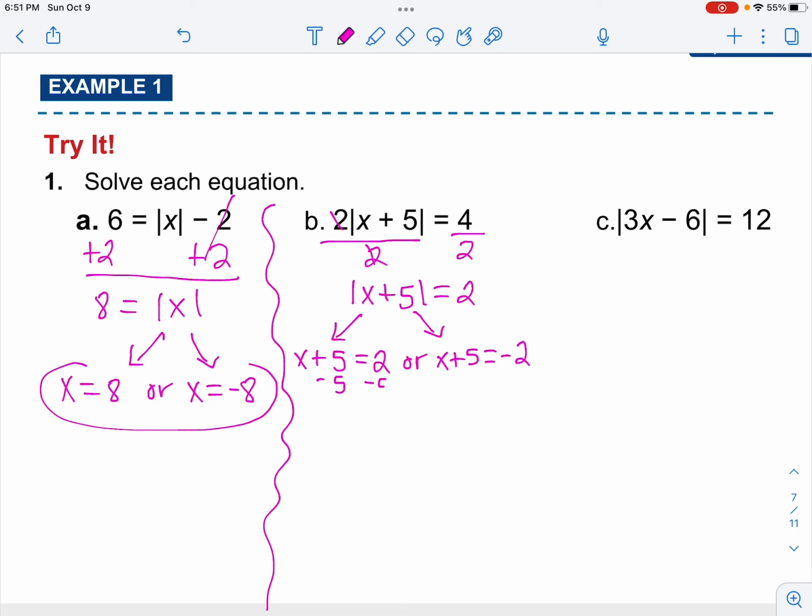We'll then solve each, subtracting 5 on both sides. We end up with negative 3 as one of our solutions. Or when we subtract 5 here, we end up with x equal to negative 7 as our other solution.